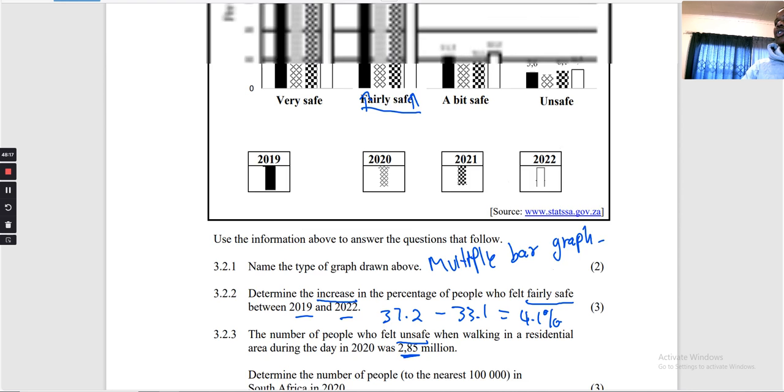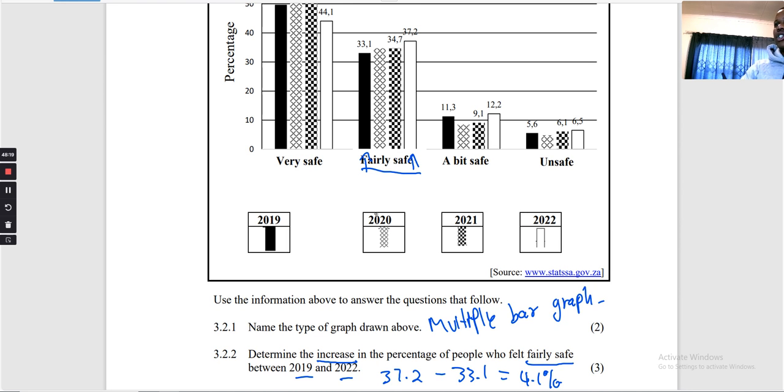Let's go to unsafe, and then let's look at 2020. Let's not forget 2020 is this one. But when you look at this one, you don't have a percentage there. So what you need to do is estimate the correct number there. I don't know how you're going to do that, but you need a ruler there, obviously. Because now we need to estimate a number here, it means our number has to be below 5 here. Okay, so let me see how much we can estimate there.